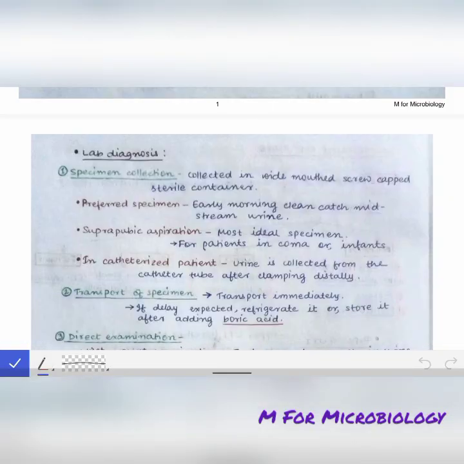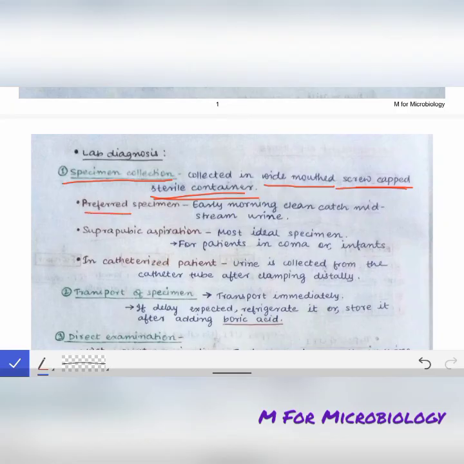In the lab diagnosis, first what we do is the specimen collection. Anywhere in microbiology we have to first collect the specimen. The specimen is collected in a wide mouthed screw capped sterile container, because we do not want the urine to leak out or spill over anywhere, as that may be a source of infection to other persons also. If it is not sterile, it may cause variations in the result, so that's why we need a sterile container. It is wide mouthed because it will be easy for the patient to collect the urine, and screw capped to prevent spilling over of the sample.